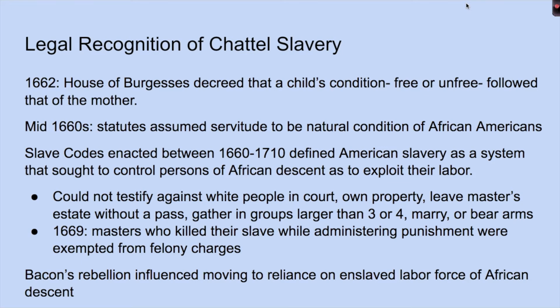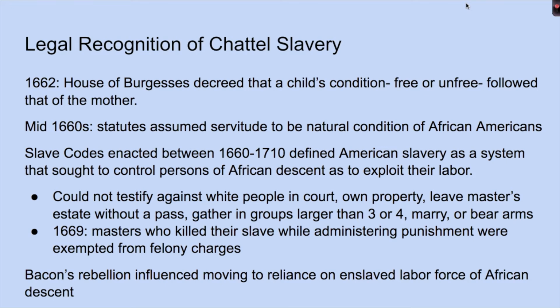Another event, what we usually see as a small event in colonial history, is going to be a huge event in the evolution of American slavery, and that's Bacon's Rebellion. Bacon's Rebellion starts with Bacon, who is an English aristocrat. He had recently migrated to Virginia, and the main reason for his rebellion is a disagreement over Native American policy with the governor at the time.